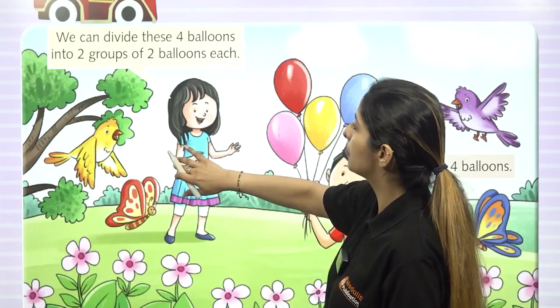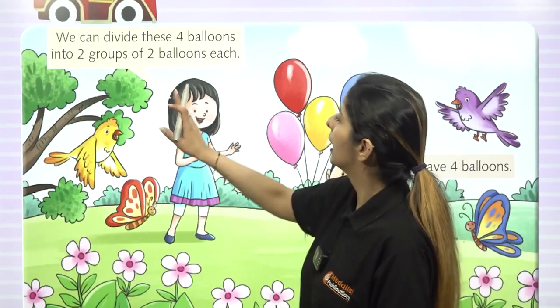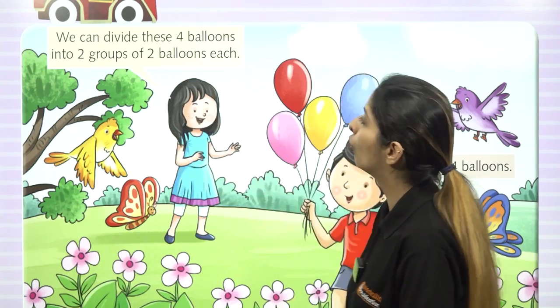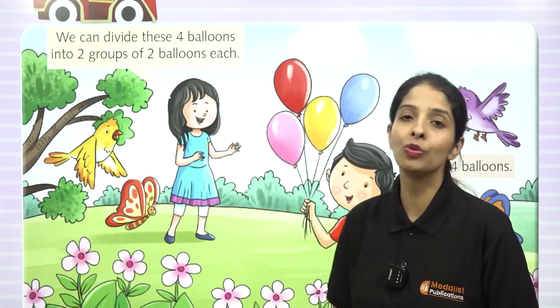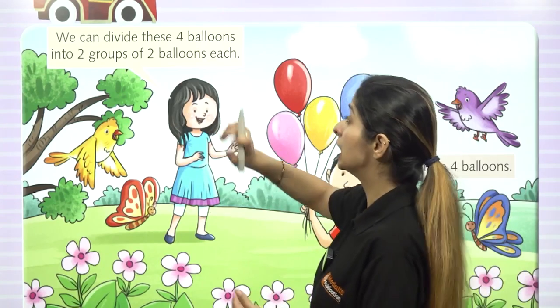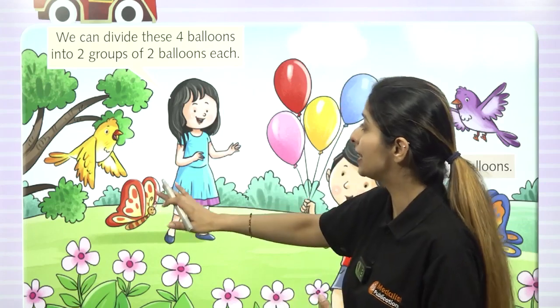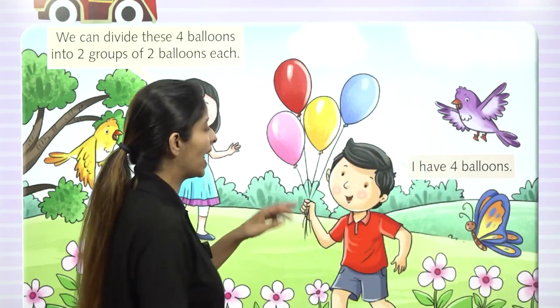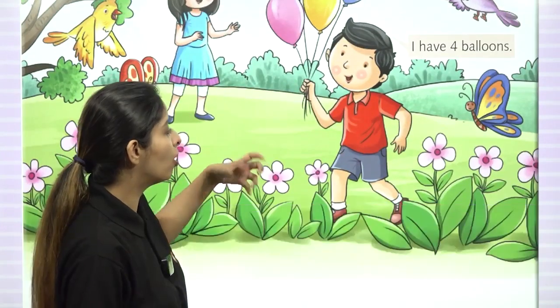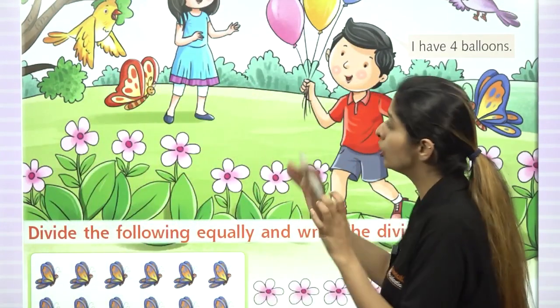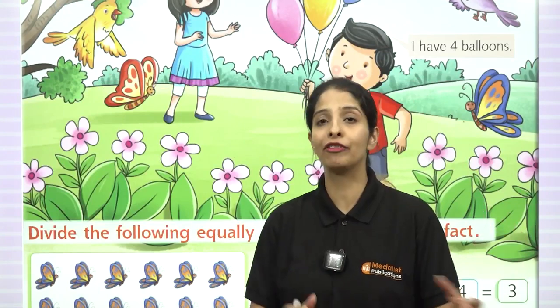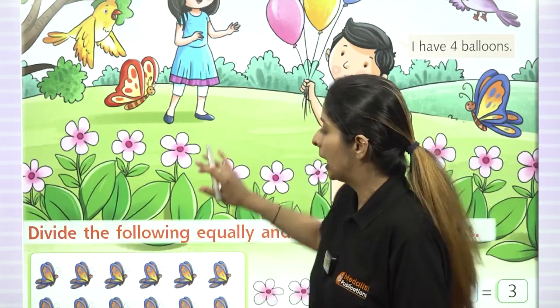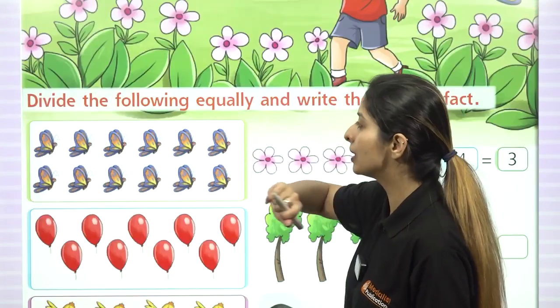Let's start with this picture strip which is given to you. This girl says we can divide these 4 balloons into 2 groups of 2 balloons each. So the girl says she has a total of 4 balloons. She's saying that she can divide 4 balloons into 2 groups of 2 balloons each. The boy says I have 4 balloons. So what you have to do is divide equally. How? Now the questions are given to you.